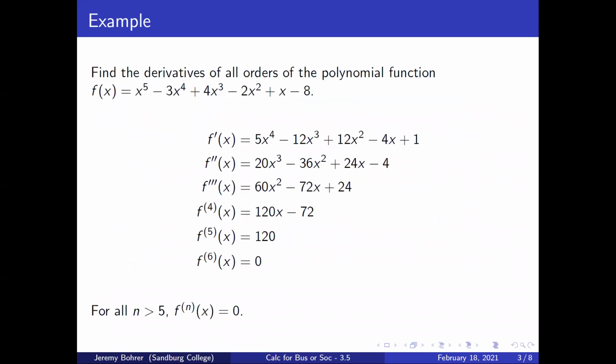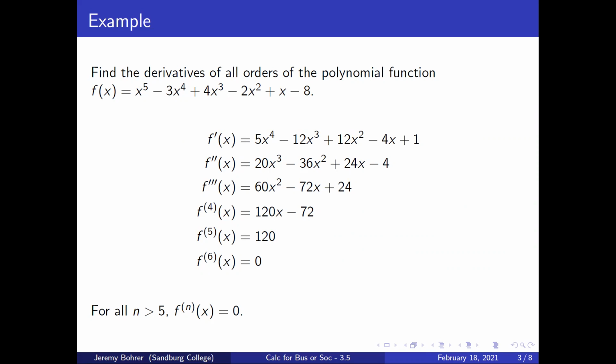Find the derivatives of all orders of the polynomial function f of x equals x to the fifth minus 3x to the fourth plus 4x cubed minus 2x squared plus x minus 8. f prime of x is 5x to the fourth minus 12x cubed plus 12x squared minus 4x plus 1. This is just taking the first derivative of this function, and we're pretty used to doing that by now.